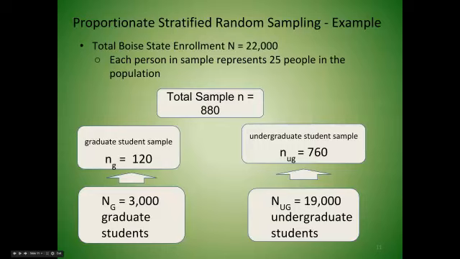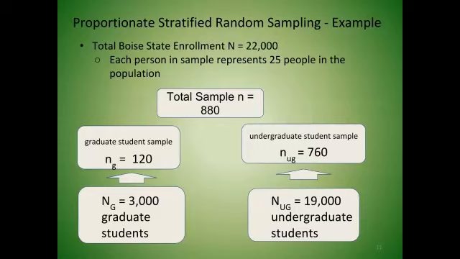So with a proportionate stratified random sample, you break the group into groups of interest called strata. And then you divide the sampling frame based on these strata and draw a sample from each stratum that is proportionate to the size of each stratum within the sampling frame as a whole. So with our sample of 4%, or 880 out of a population of 22,000, each person in the sample represents 25 people in the population.